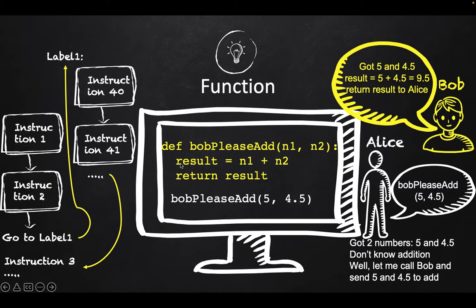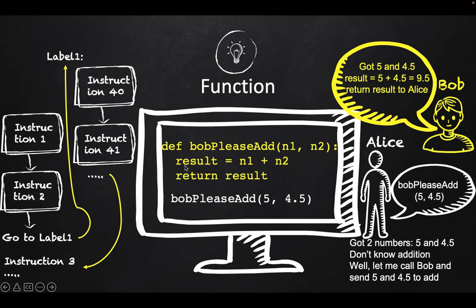In order to define or create a function in Python, you have to make use of the def keyword. By using the def keyword, you are telling the Python interpreter that you want to create a function. This def keyword is followed by a function name. In this case, to represent the Alice and Bob situation, I called the function name Bob please add. You can have any function name of your choice. After that, inside the parentheses, you pass all the parameters that you want to pass. According to our situation, we have passed two numbers, n1 and n2.